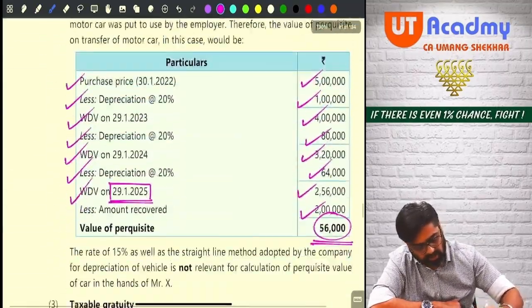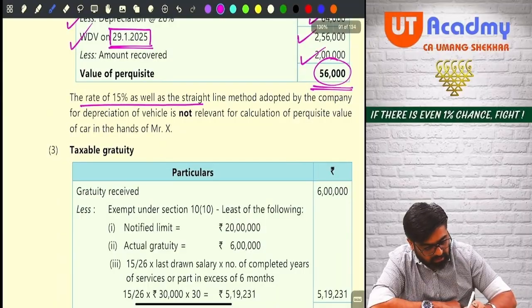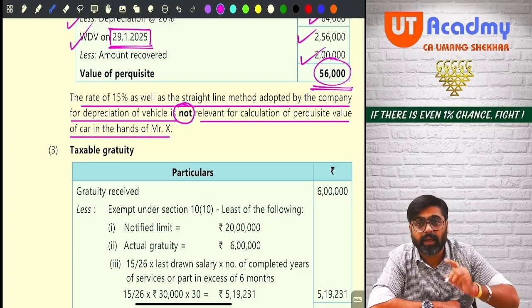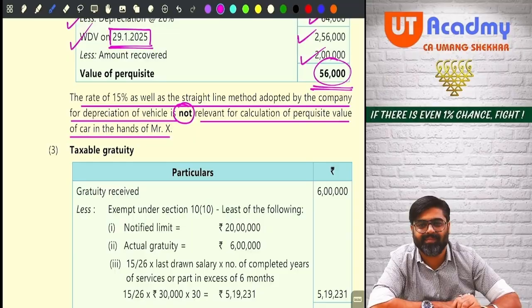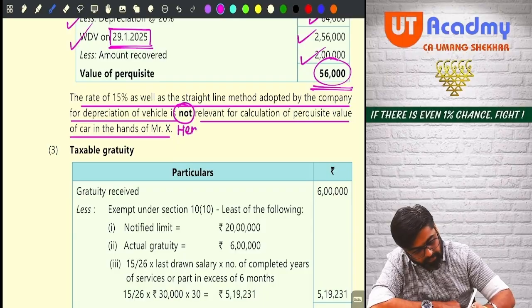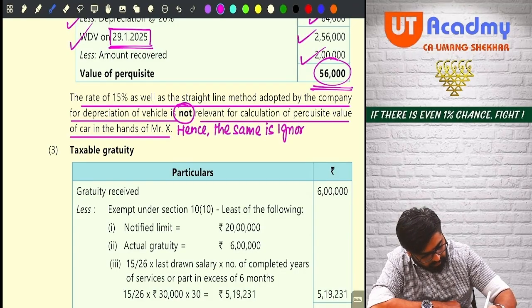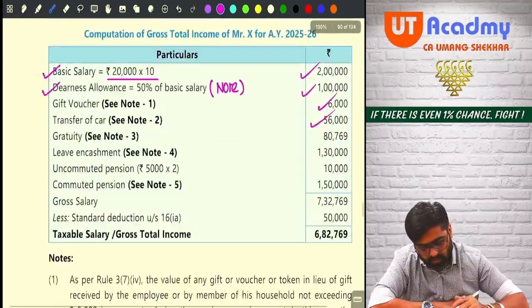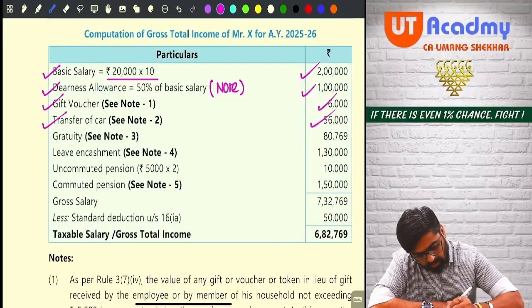Now please pay attention to what they have written. The rate of 15% as well as the straight line method adopted by the company for depreciation of vehicle is not relevant for calculation of perquisite value of the car in the hands of Mr. X. Hence the same is ignored. Getting my point? Done. Now we'll go to the next part. Gift voucher done. Now the transfer of car is also done.